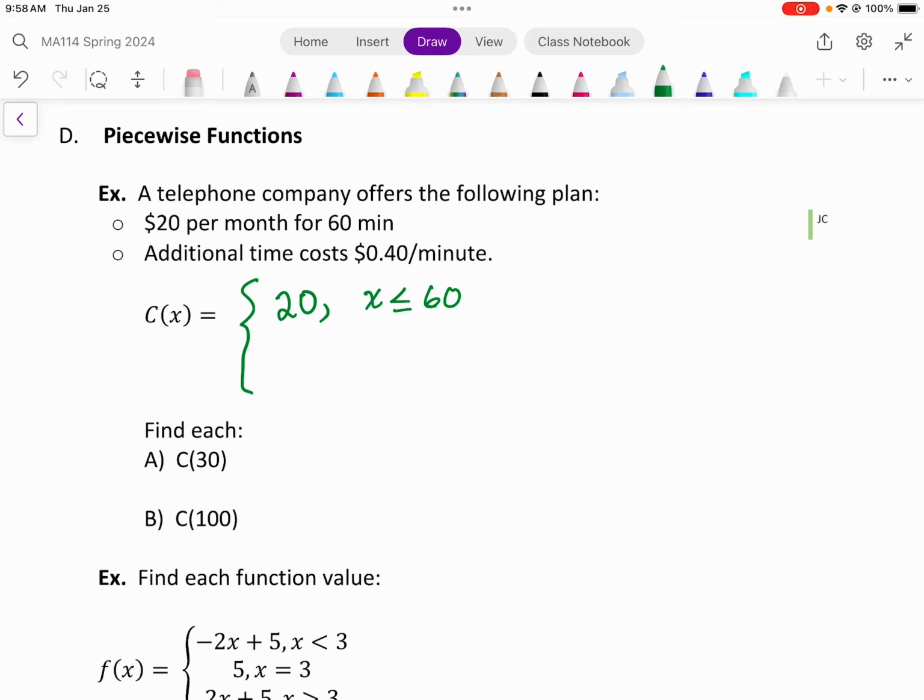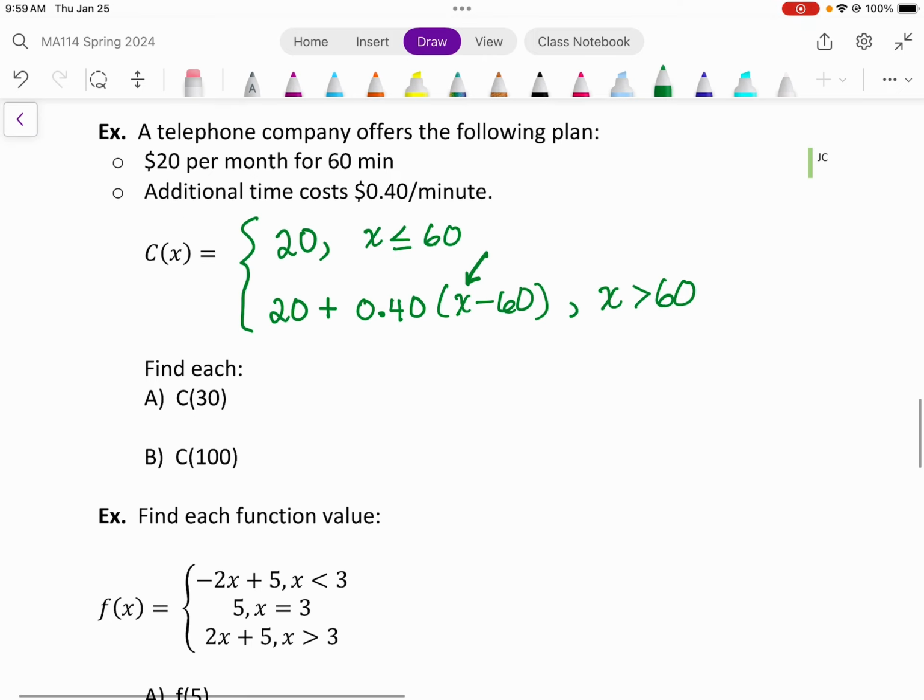And then for time over that, we're still going to pay our $20 up front. And then we're going to do 40 cents times x minus 60. So this is for any time over 60. So if you talk for 70 minutes, you're going to put 70 in for x, and then your overage is 10 minutes. 10 times 40 cents will be added on to your $20.